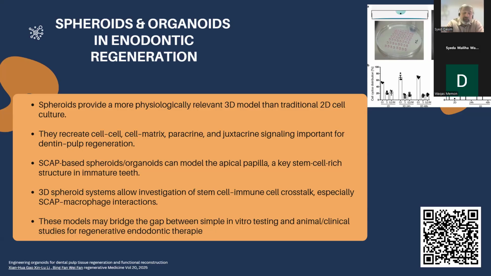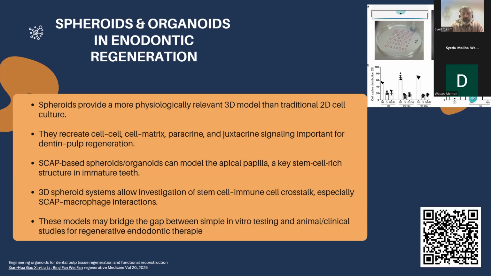So spheroids are really important in regenerative endodontics, and they actually overcome the limitations of 2D cultures, because a lot of the studies we do in tissue engineering strategies for regenerative endodontics are mostly 2D, and sometimes the 3D aspect is usually overlooked. Spheroids overcome this, and they are also called spheroids slash organoids as well.